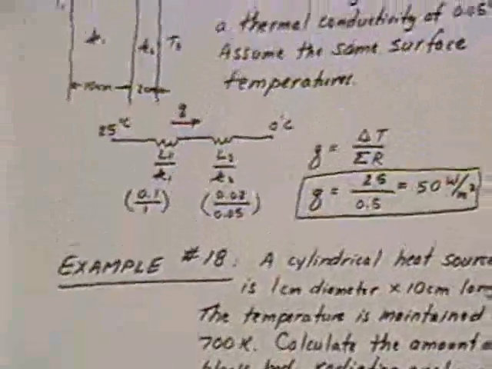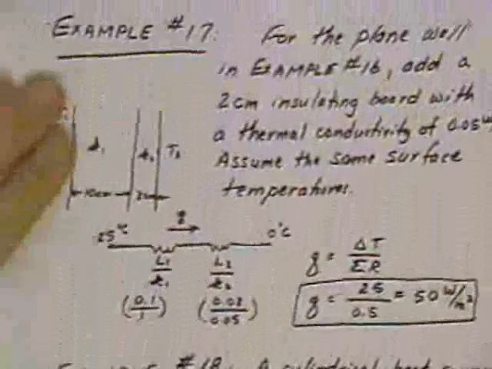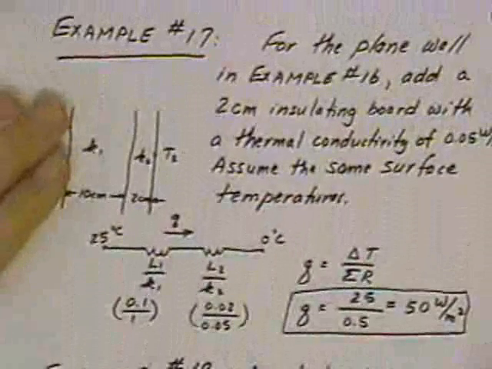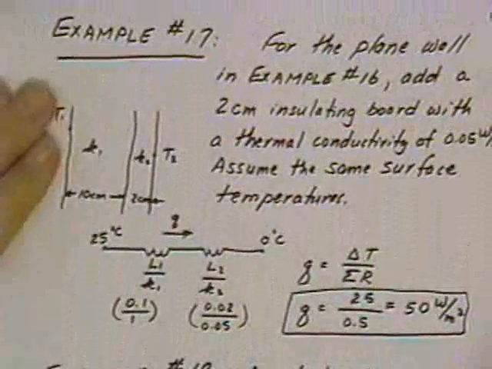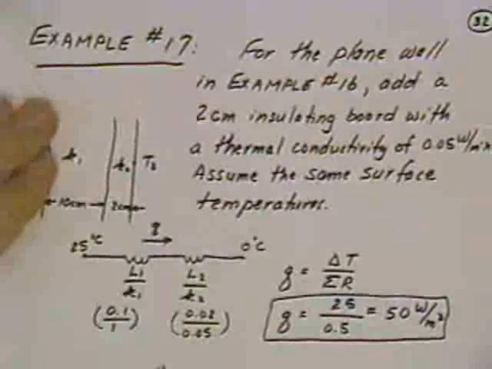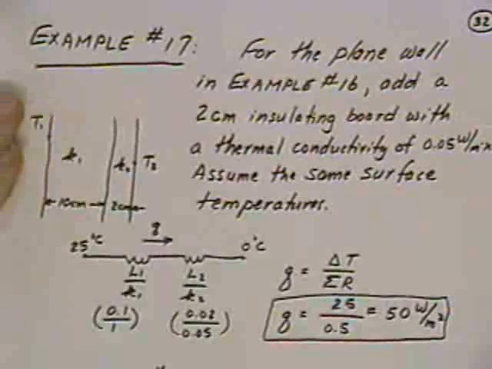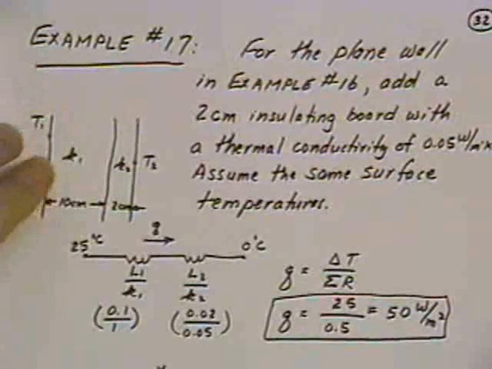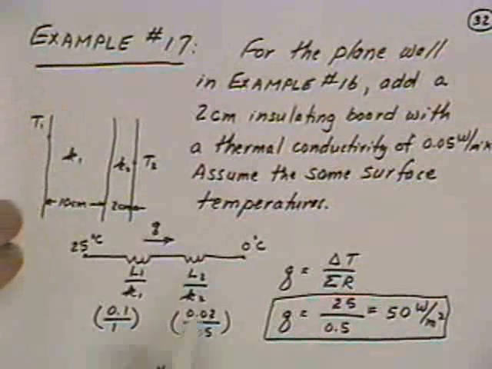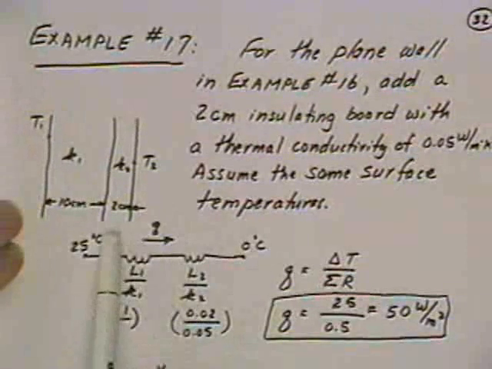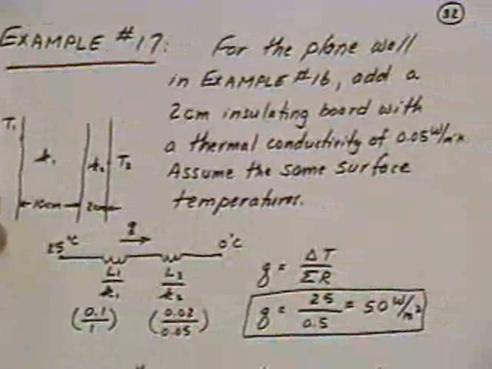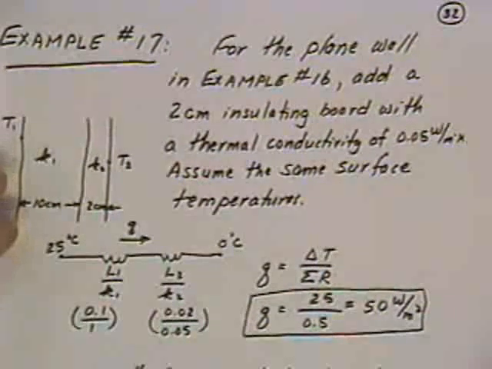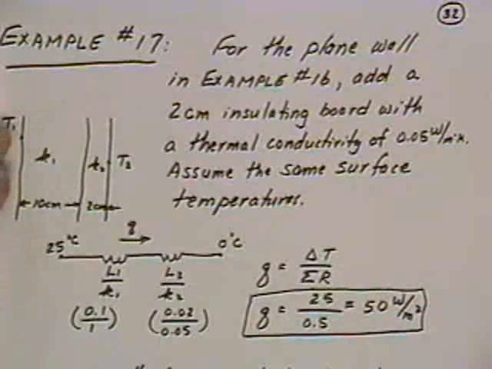Okay, let's add some insulating material onto this wall. Example 17, page 32, which is the last page in the notes. We've got a plain wall. It has the same thickness and same material that we had before, 10 centimeters with thermal conductivity K1 of 1. But now we're going to add in some insulating material. We're just going to put a little equivalent to almost a 1-inch thick insulating board onto this plain wall.